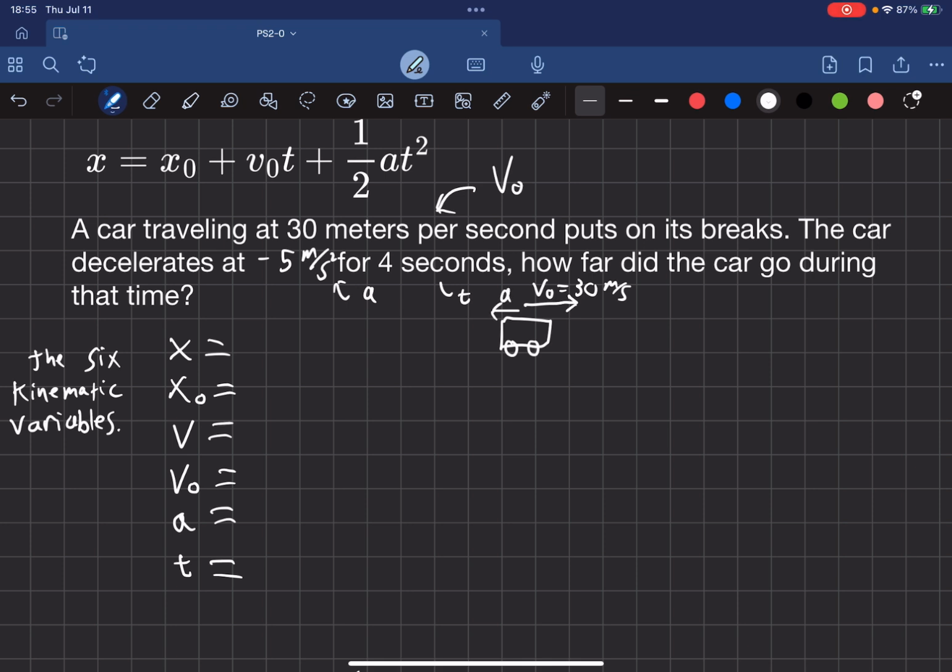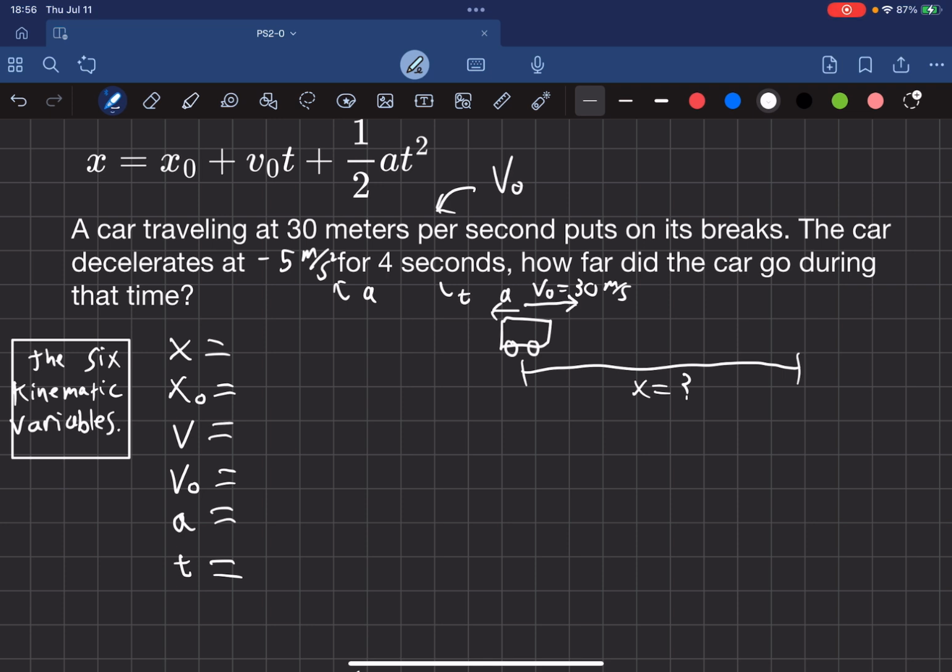So the acceleration is that way. And what we're doing is we're going to figure out how far did it travel? In order to solve a kinematics problem, we need to recognize the 6 kinematic variables for the problem. Each of these problems have a set of 6 kinematic variables. It's the initial position, the final position, the final velocity, the initial velocity, the acceleration, and the time.